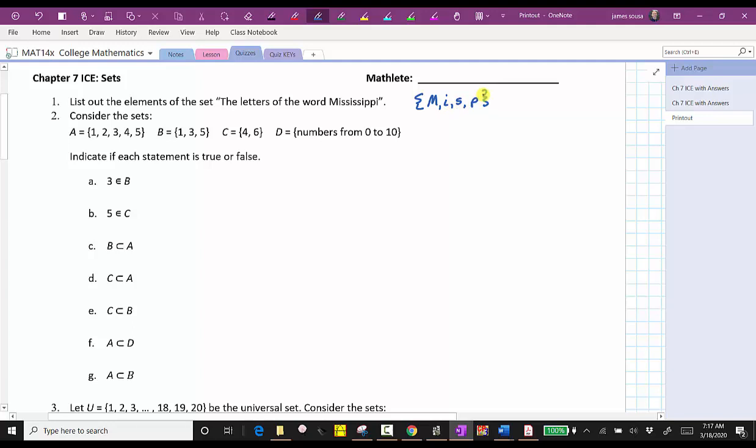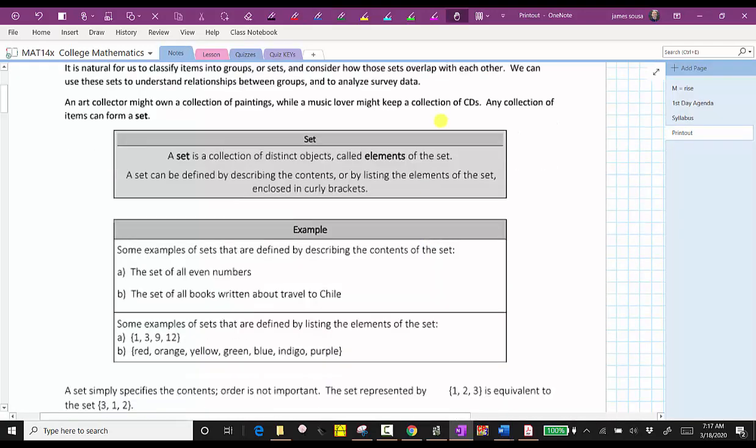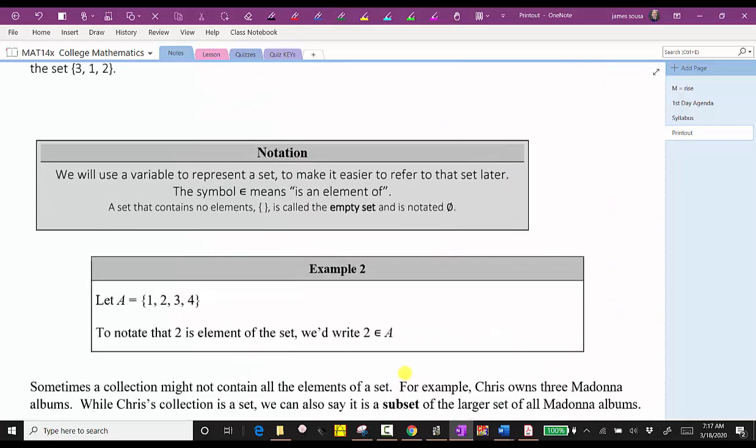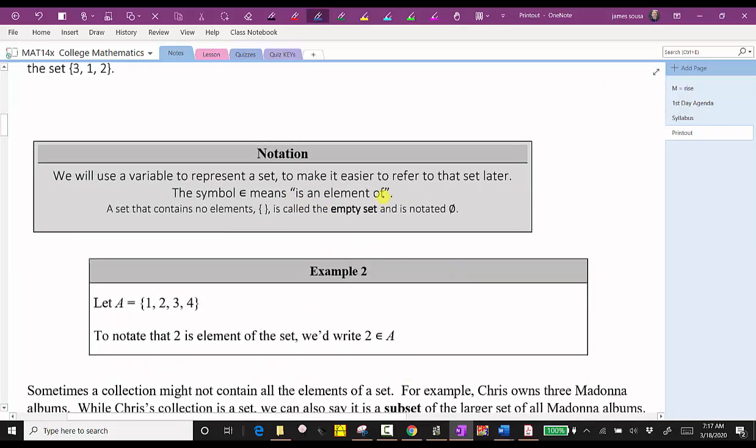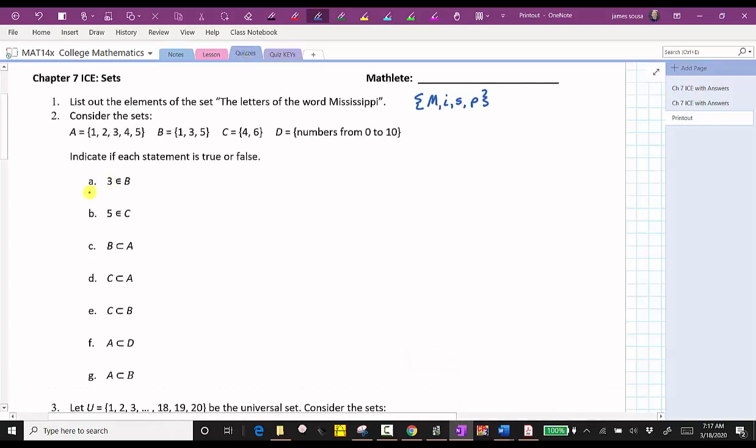For number 2, consider the sets A, B, C, and D, and we're asked to indicate whether each statement is true or false. So looking at A, notice this symbol, if we go back to our notes, means is an element of. So for A, we want to see if 3 is an element of set B. Well, notice the element 3 is in set B, and therefore A is true.